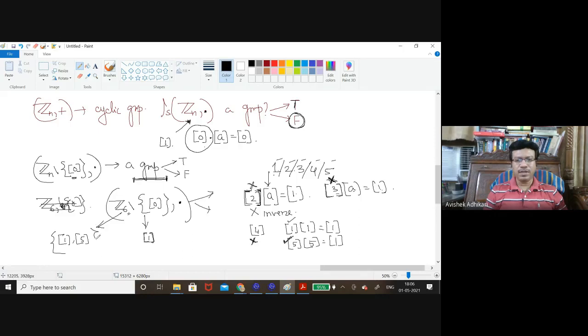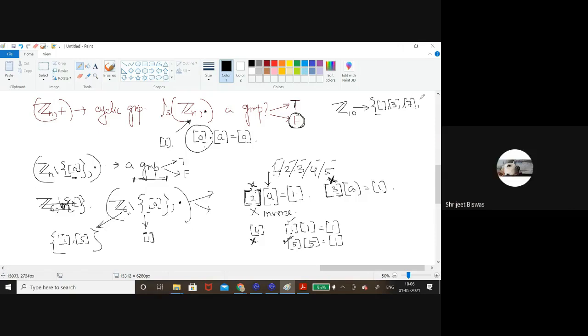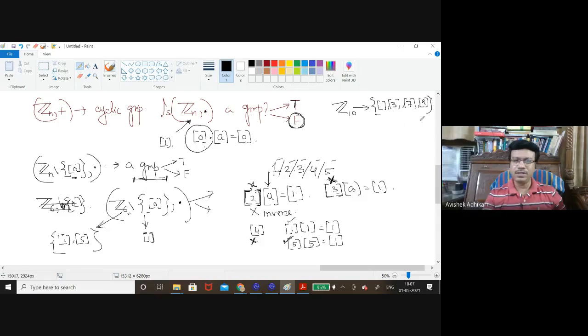Now can you tell me, in Z10, which elements will have the multiplicative inverse? Class 1 will certainly have, then class 3, very good. Class 7, 9. So now you understand that with respect to multiplication, if I need to have the multiplicative inverse, we need to consider all such elements which are relatively prime to n.